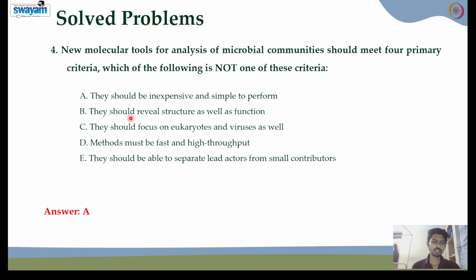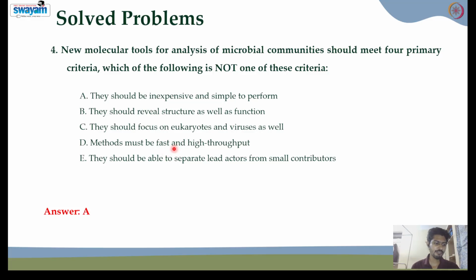But the primary criteria should reveal the structure as well as the function, because we have to know what is their composition and their function and what they are doing in the microbial community. And second, they should focus on eukaryotes and viruses as well, because we should not target only the prokaryotic organisms. It should examine the structure and function in all the organisms. So this is how you have to develop new molecular tools, not only for prokaryotes, it also extends to eukaryotes and viruses too.